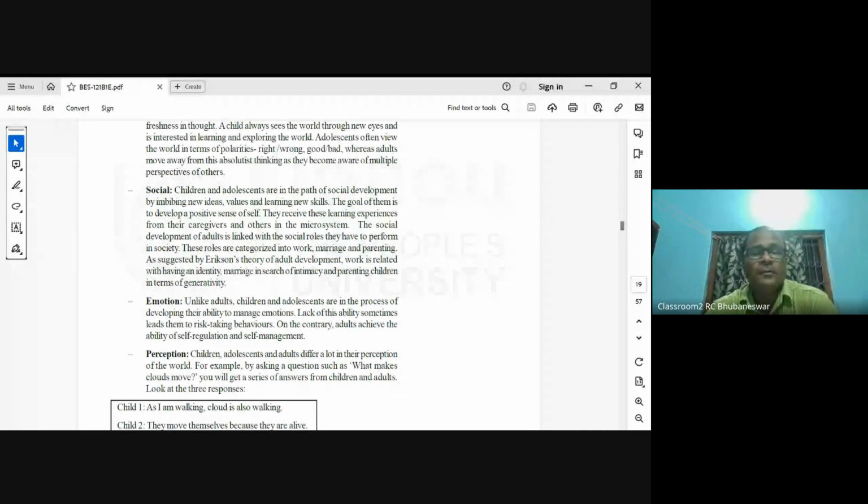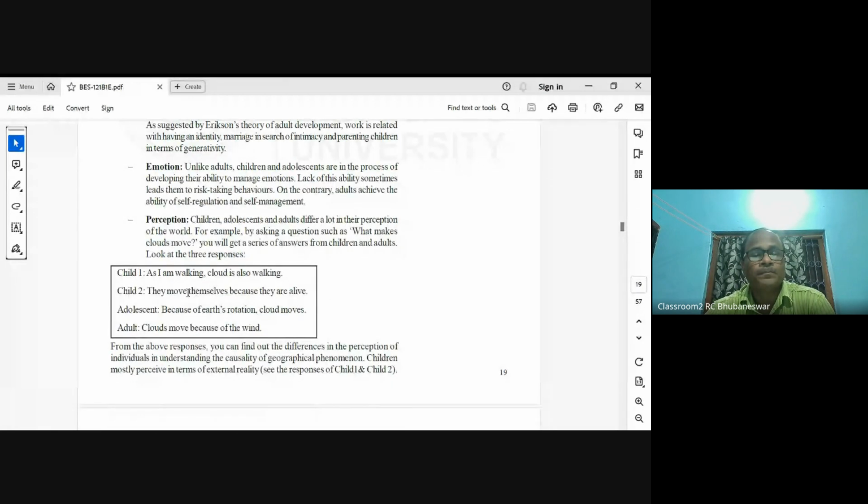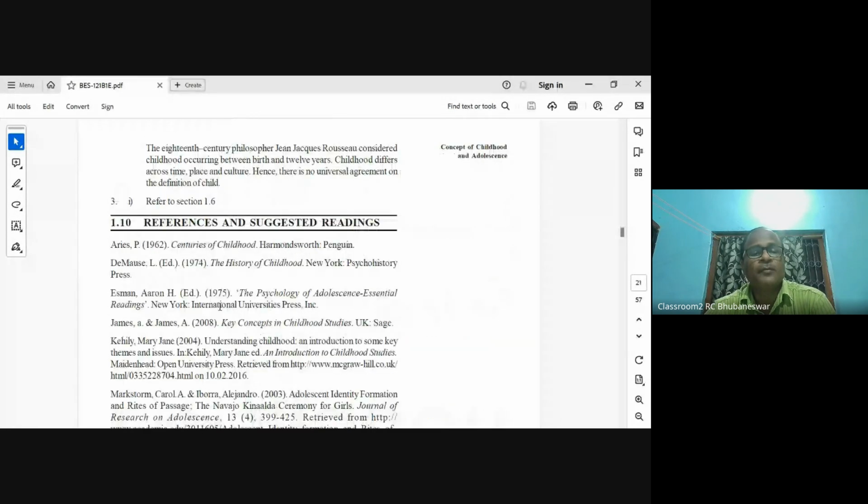Similarly, perception is there. Children, adolescents and adults differ a lot in their perception of the world, because the child perceives as per his age and experience. Similarly, for the adolescent, age and experience help perception, and adulthood accordingly perceives. This is all about unit 1.